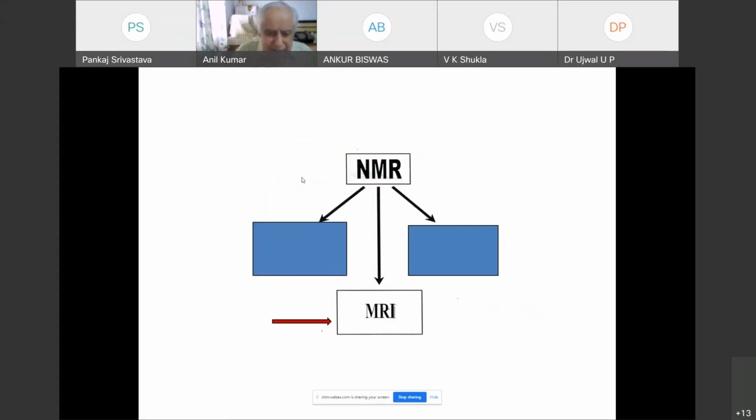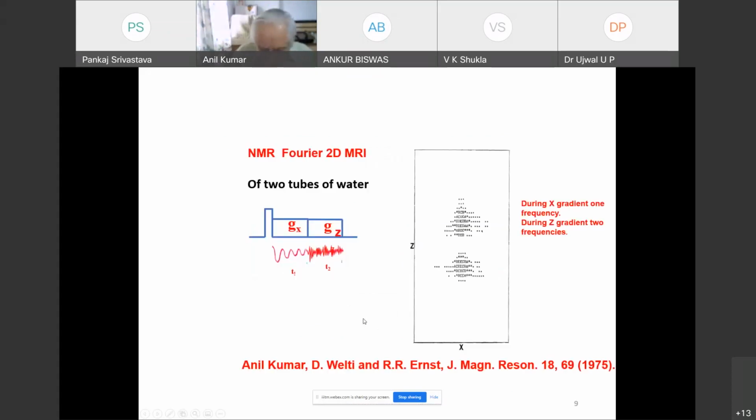The second major application of NMR is MRI. In fact, it is so widely known that even a common man on the street knows MRI, and they say NMR is MRI. So MRI came out of NMR. I just show you one very old first image that we had created using NMR of two tubes of water using two gradients, X and Z. You see during the X gradient one frequency and during the Z gradient two frequencies, showing two tubes of water. And this we published in 1975.